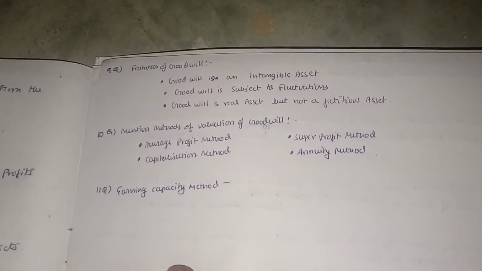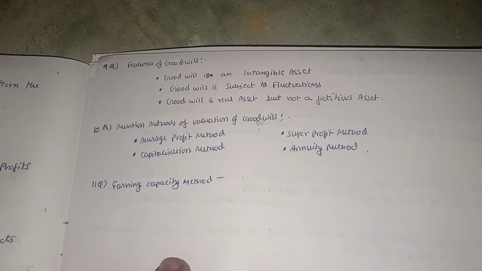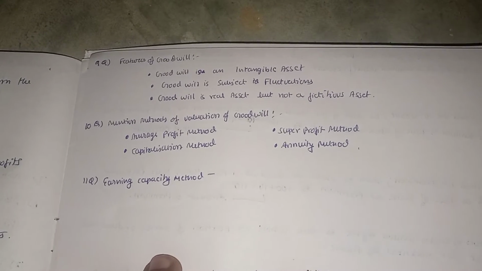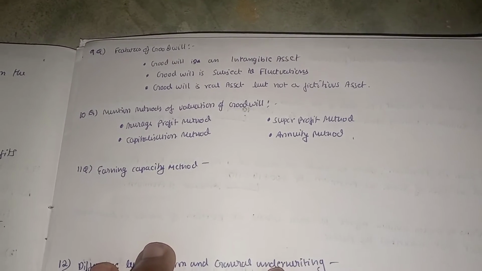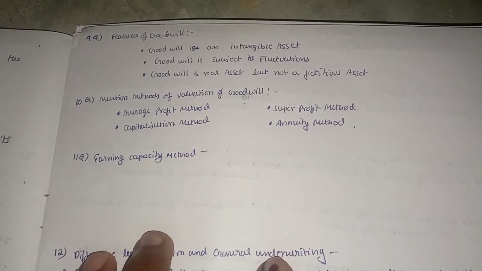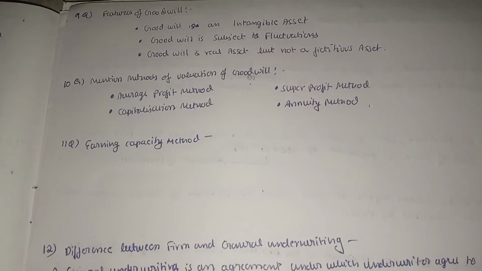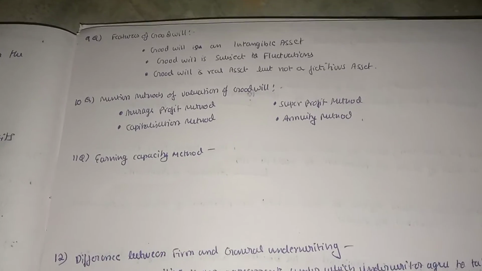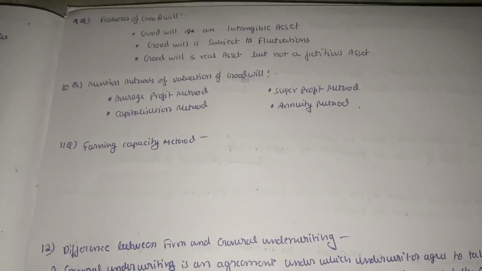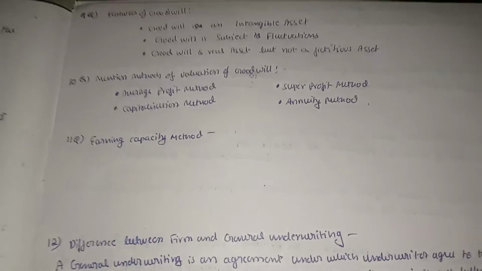See, they can ask you the features of goodwill. Goodwill is an intangible asset. Goodwill is subject to fluctuations. Goodwill is a real asset but not a fictitious asset. The methods of valuation of goodwill: average profit method, capitalization method, super profit method, annuity method.